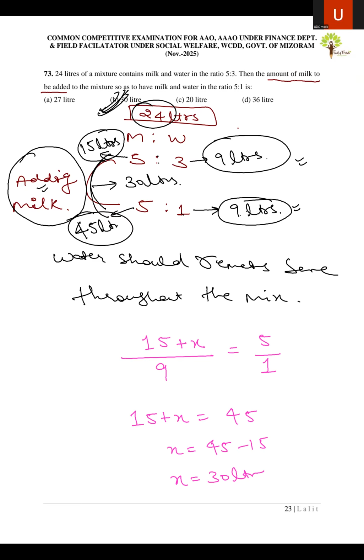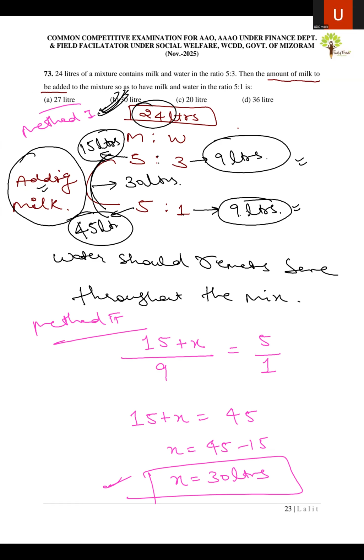Very simple thing. Either you can use this method too by using X, or there's no need of using any X. You can just solve it by using this method. Whatever they are adding, another component remains same. That is water. They are not adding water. It means water should remain throughout this mixture. Water was 9 liters previously. Water should be 9 liters now. If 1 is equal to 9, then 5 should be equal to 45. 1 is equal to 9, so this should also be 9 times, 45. So 15 liters before, 45 liters now. That is, they added 30 liters. That's it. This is a simple 10-second question.